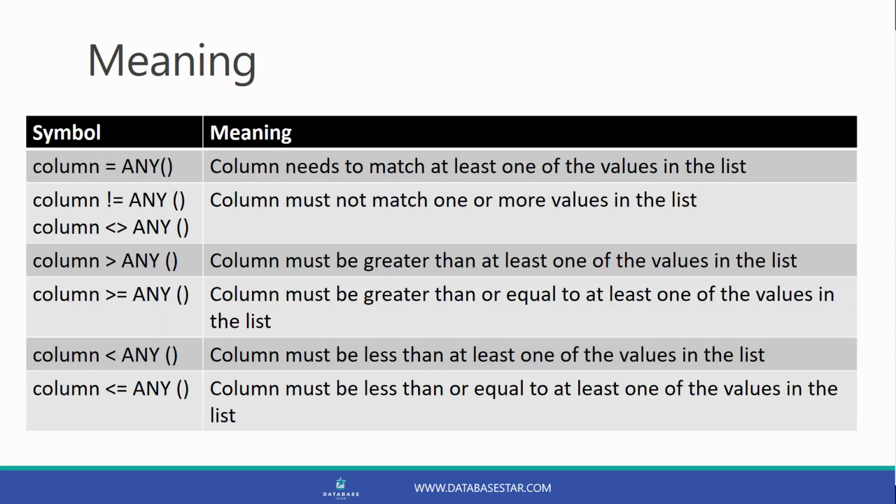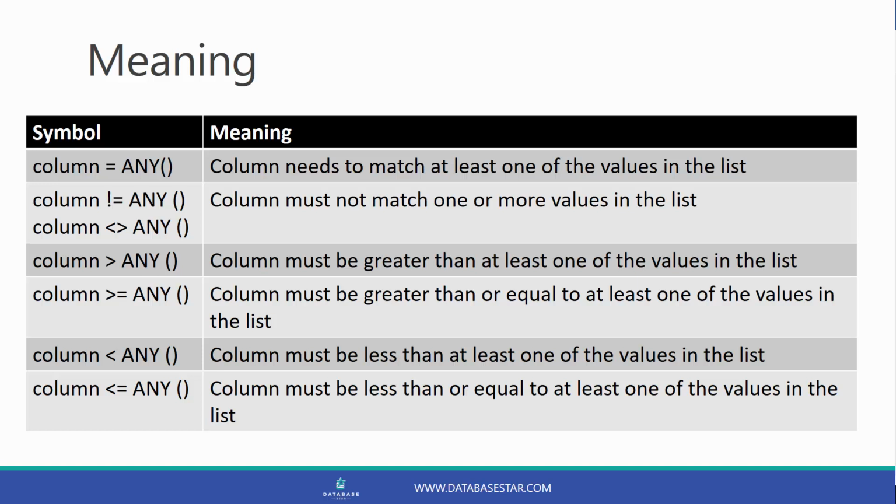So what do these symbols mean when using with the any keyword? If you use equals, it means the column needs to match to at least one of the values in the list. If you use not equals, it means the column must not match to one or more values in the list. If you use greater than, the column must be greater than at least one of the values in the list, and greater than or equal to means the column must be greater than or equal to at least one of the values in the list.